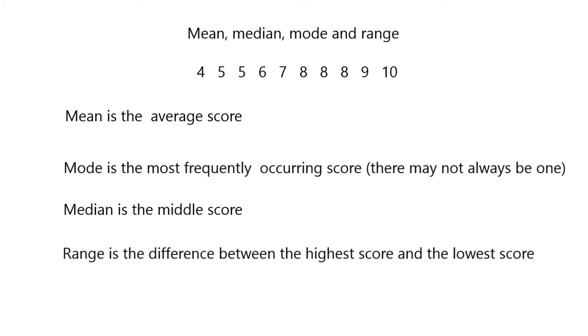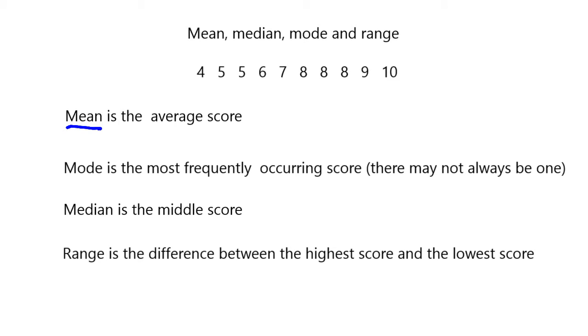We're going to work out the mean, median, mode and range of this set of test scores. So these were Year 5 test scores in a spelling test out of 10. The first one we're going to look at is the mean, which is commonly known as the average.